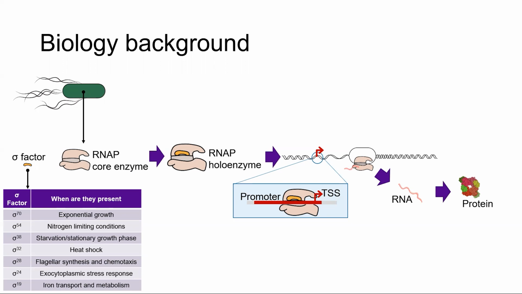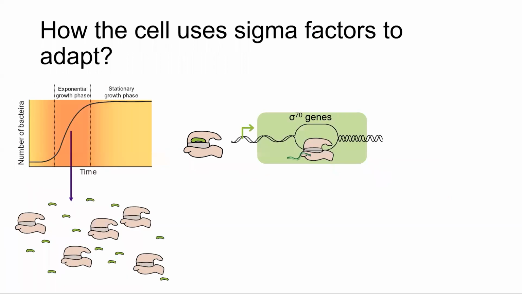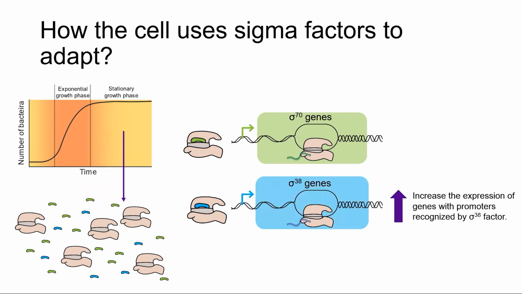So, since RNAP needs sigma factors to express genes, E. coli uses different types of sigma factors to recruit big sets of genes to adapt to different perturbations. For example, cells growing in optimal conditions will mostly have sigma 70. However, when cells begin to experience starvation, sigma 38 will start to be produced as well to help the cell adapt to that environmental perturbation by increasing the expression of genes that have a promoter that is recognized by sigma 38.